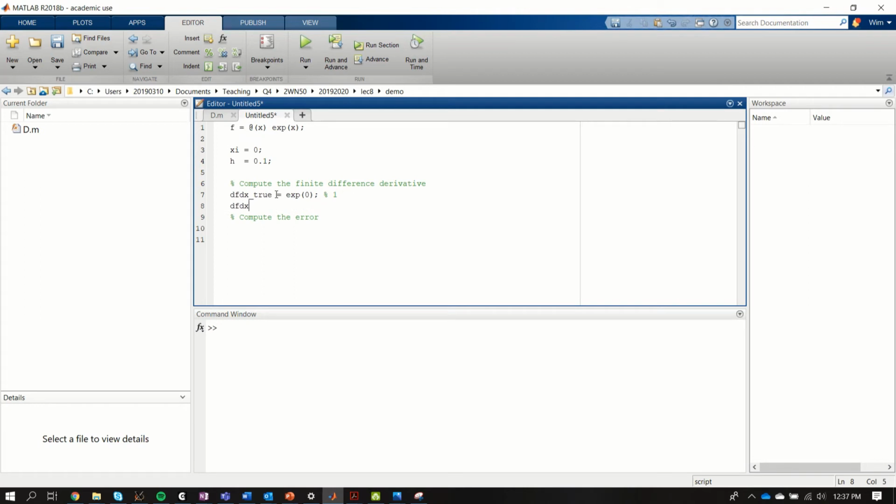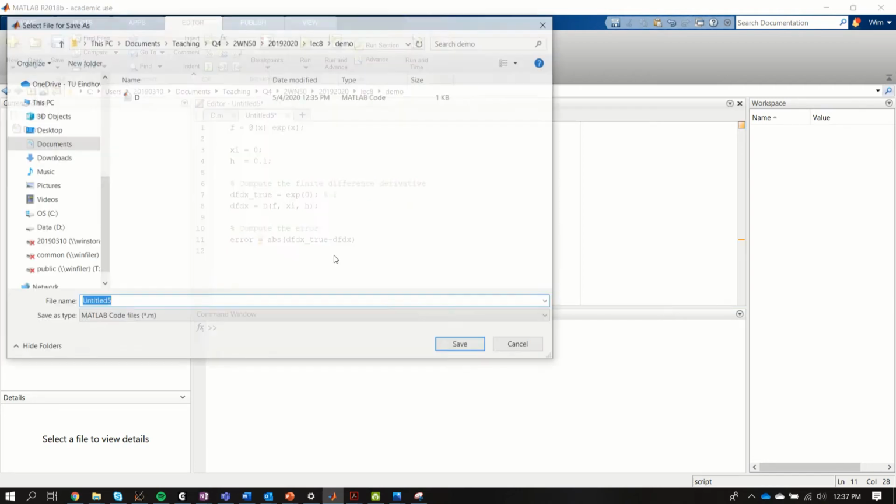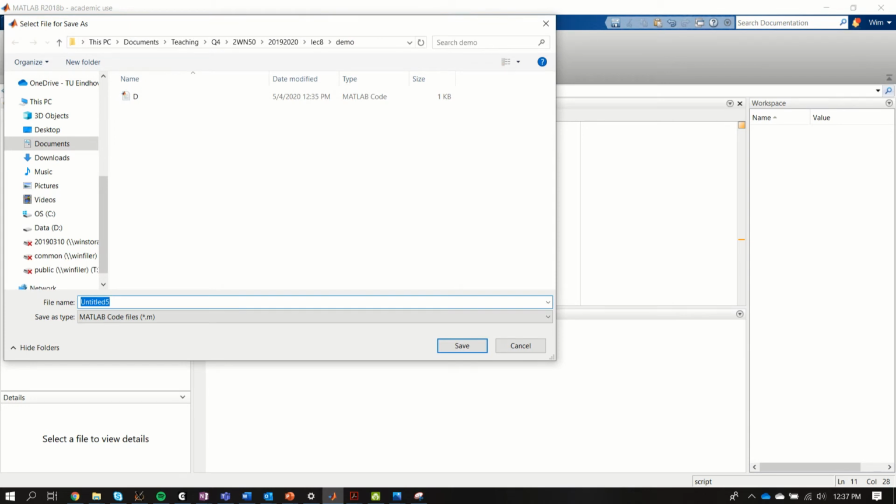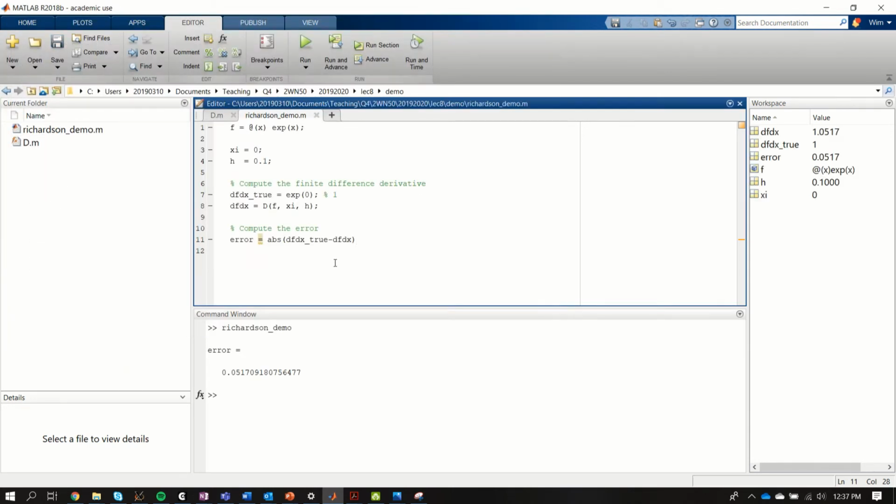Okay, now let's compute the finite difference derivative by calling this D function with the following arguments. And this will give us the finite difference approximation of the derivative. And then let's compute the error as the absolute difference of df dx true and df dx. And we can output it to the command window. So let's run the script. I first have to name it. Let's just call this Richardson demo. And we see that the error for these parameters is equal to 0.0517.